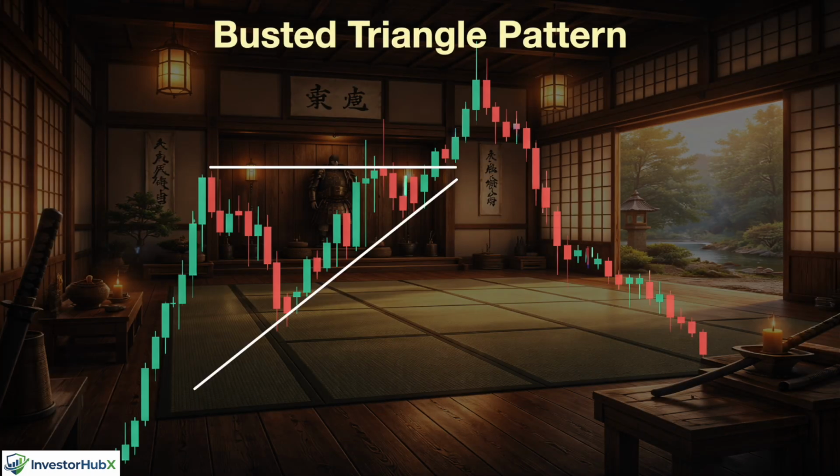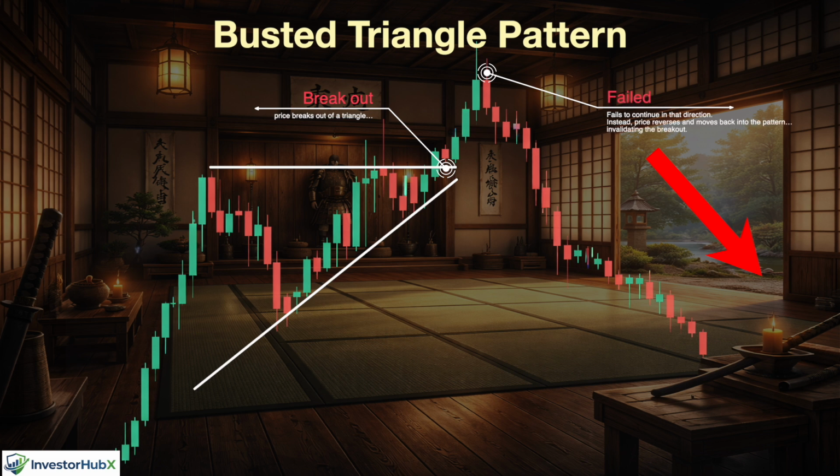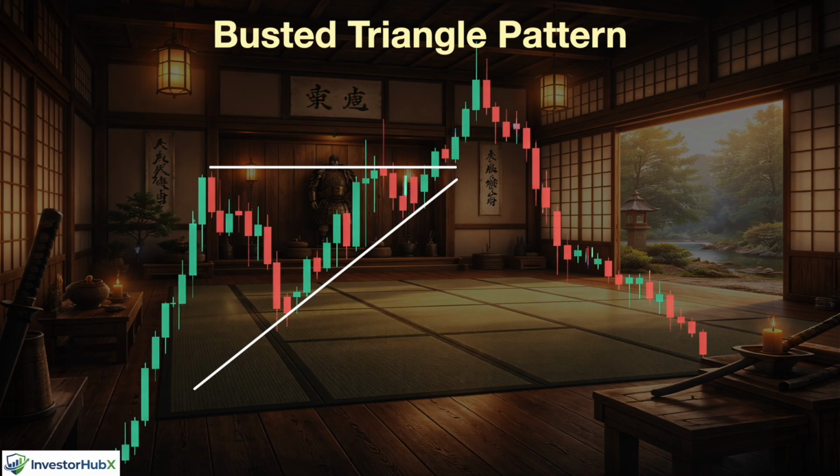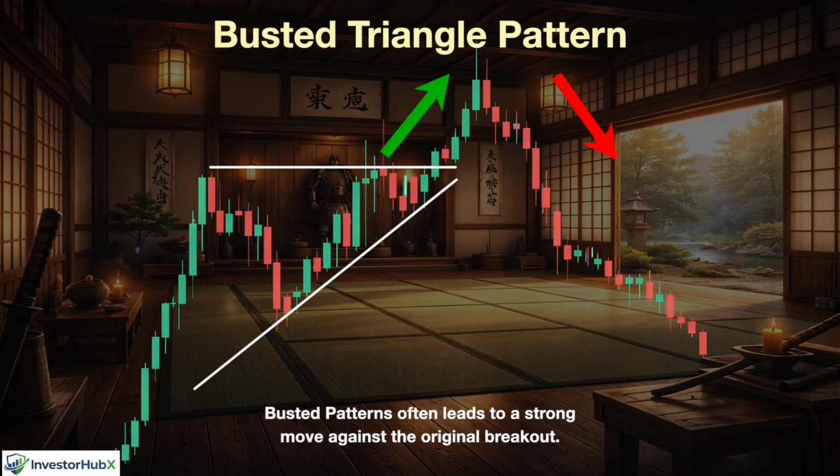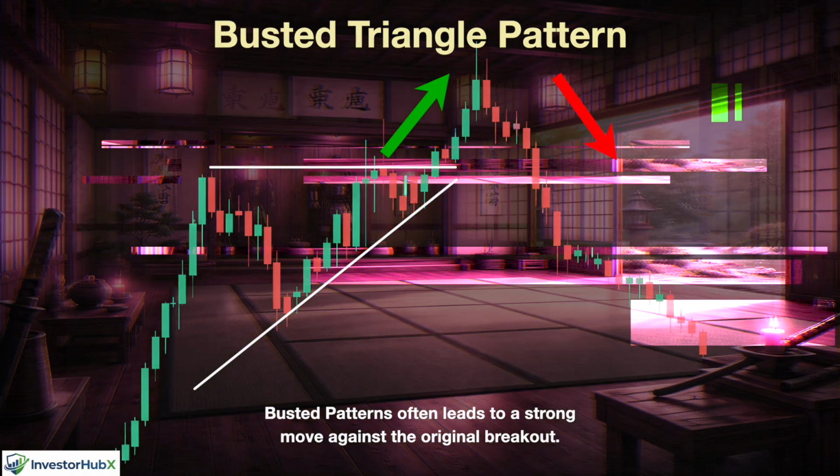Now let's look at the busted triangle pattern. A busted pattern occurs when price breaks out of a triangle, but fails to continue in that direction. Instead, price reverses and moves back into the pattern, invalidating the breakout. For example, in an ascending triangle, price may break above resistance, suggesting a bullish continuation. However, if the breakout fails, price can quickly reverse and move lower. This traps traders who entered on the breakout. As they exit their positions, it adds momentum in the opposite direction. This often leads to a strong move against the original breakout.